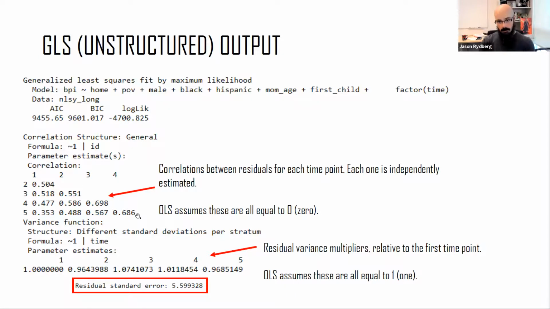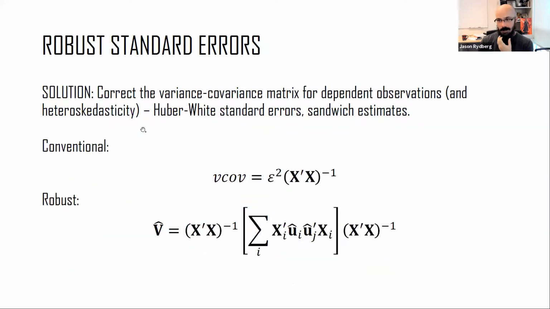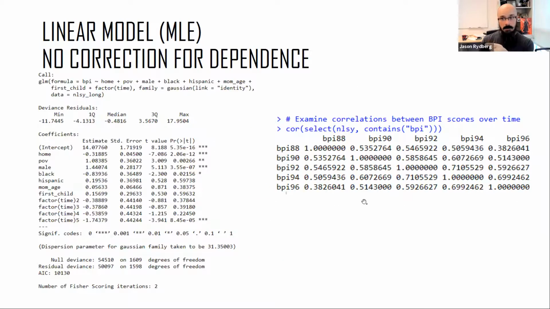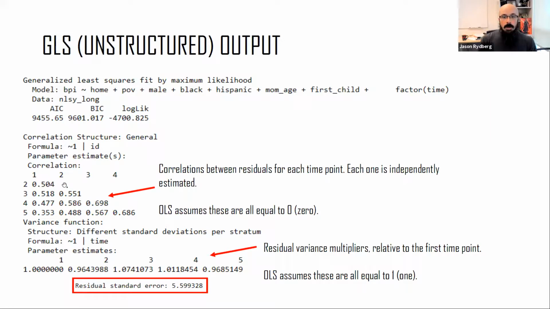Think of this as an estimate of these different correlations. These are all new parameters that are estimated with the model: a parameter reflecting the correlation of time 1 and time 2, time 1 and time 3, time 1 and time 4, time 1 and time 5, time 2 and time 3, time 2 and time 4, time 2 and time 5, etc. They're all given a uniquely estimated correlation.